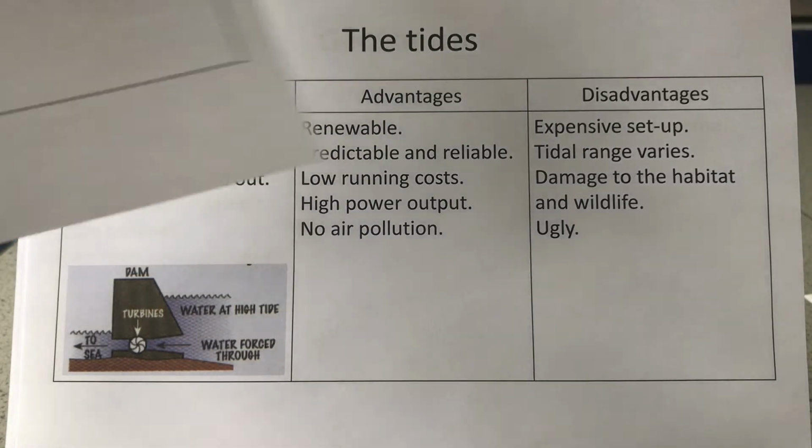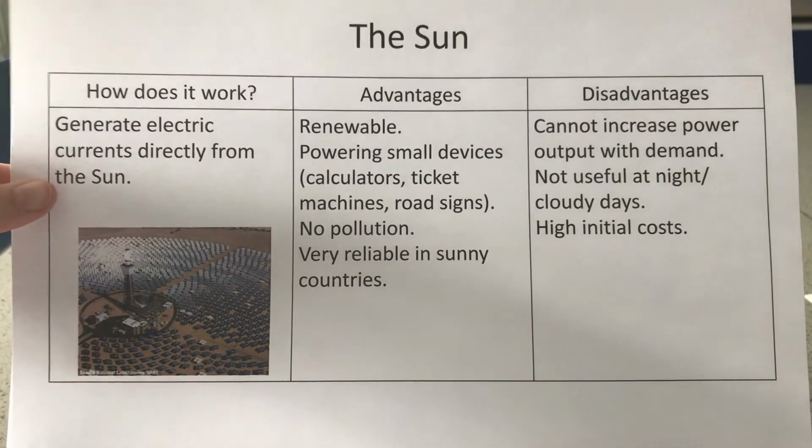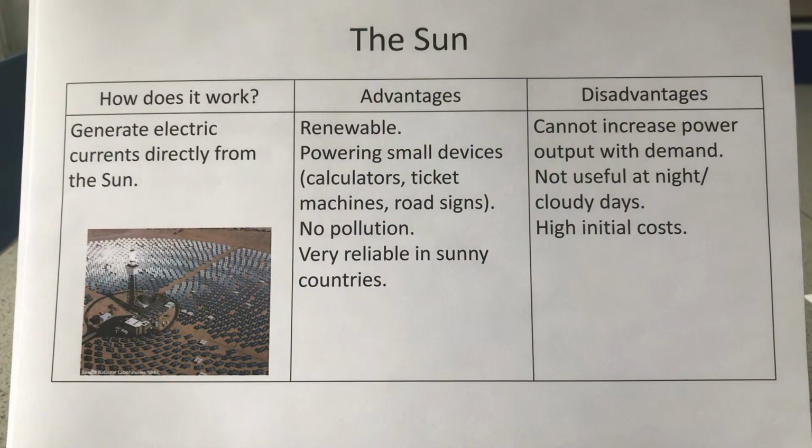Let's go next to the sun as an energy resource. How does it work? Generate electric currents directly from the sun. So remember, we don't need to know all the ins and outs. This is the only one that doesn't use a turbine, okay? So we generate electric currents directly from the sun. And we can see on this picture, it's on a large scale. Can be on a small scale as well.